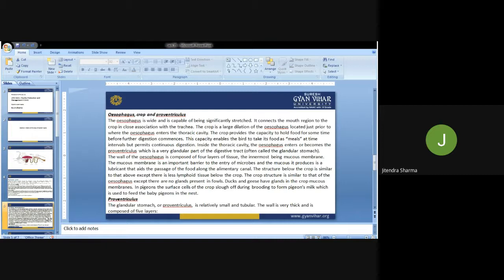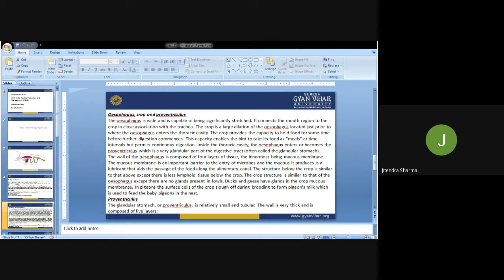The structure below the crop is similar to the above aspect. There is less lymphoid tissue below the crop. The crop structure is similar to that of the esophagus, except there are no glands present in the fowl. Ducks and geese have glands in the crop mucous membrane. In pigeons, the surface cells of the crop slough off during brooding to form pigeon's milk, which is used to feed the baby pigeon in the nest.